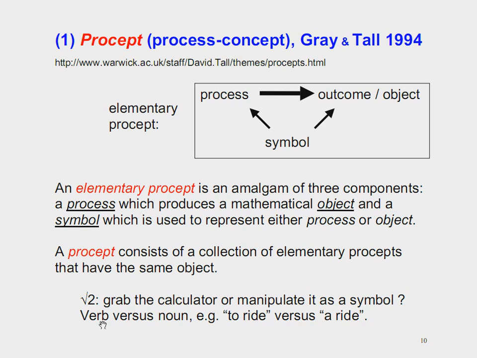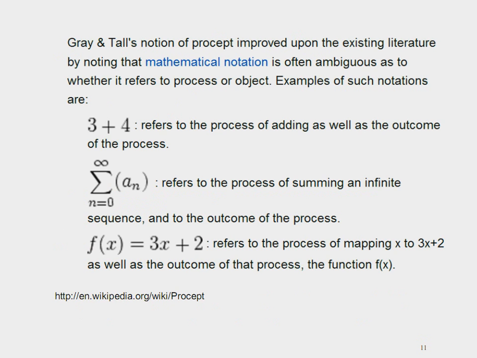Another example is the verb versus noun distinction, to write versus a write, which means that the mathematical idea is also very common already in standard language. Another example, taken from Wikipedia, is 3 plus 4, which refers to a process of adding up, as well as the outcome of the process, which is 7. Now, 3 plus 4 is identical to 7, so you can use it to represent 7. You won't do that, but you might.